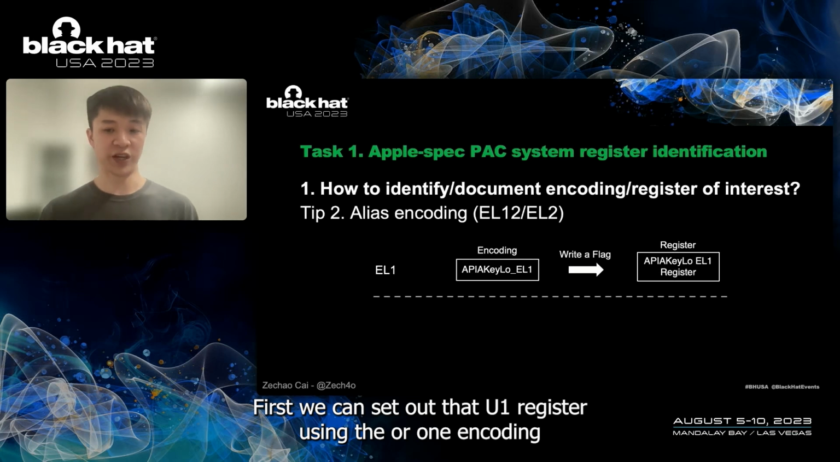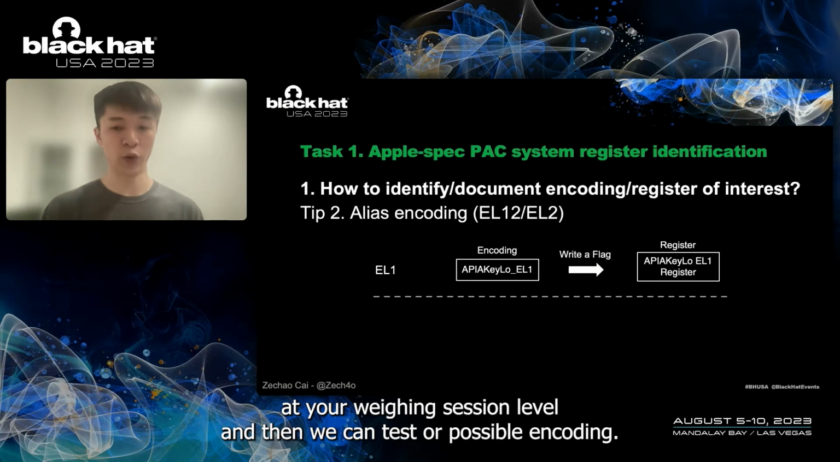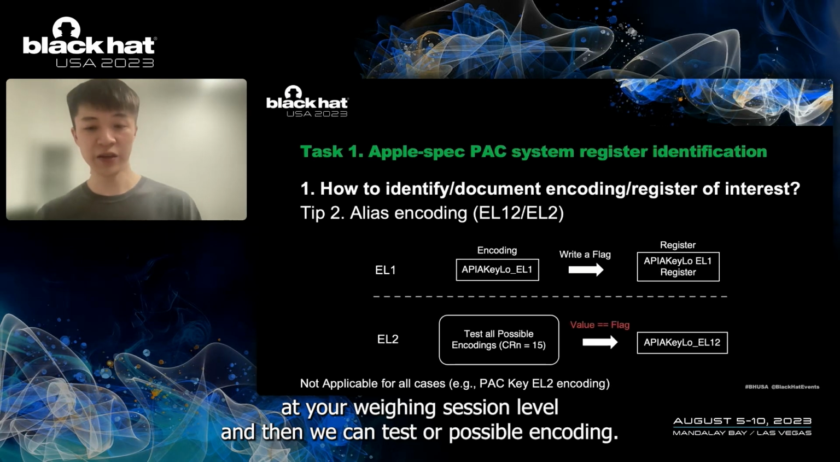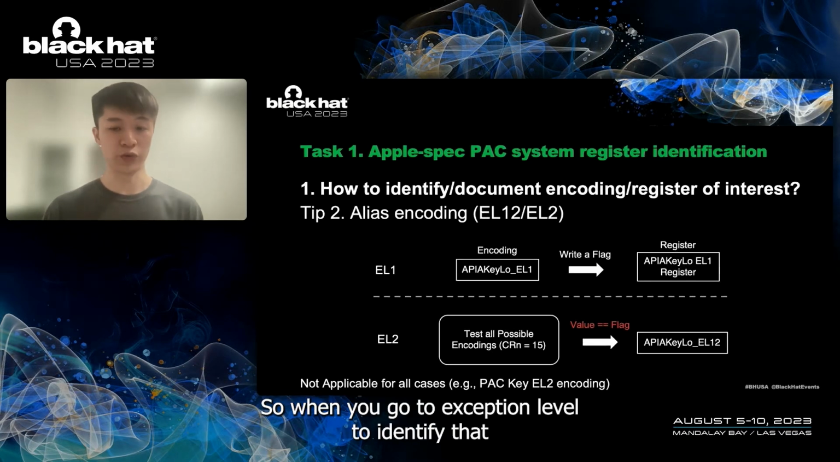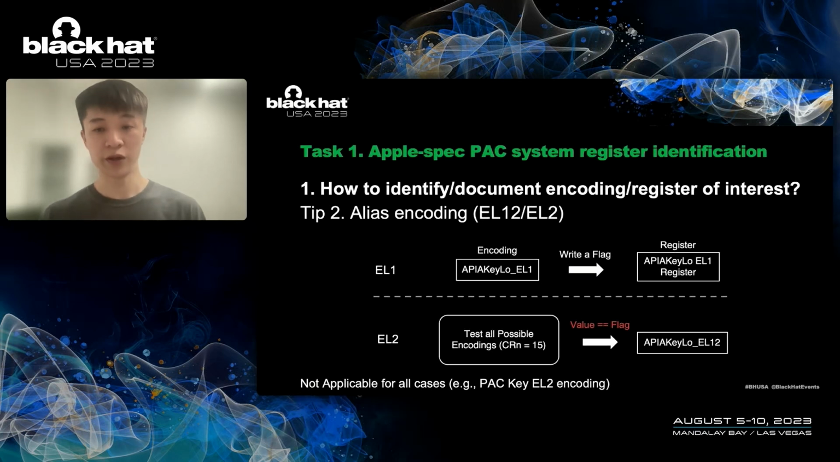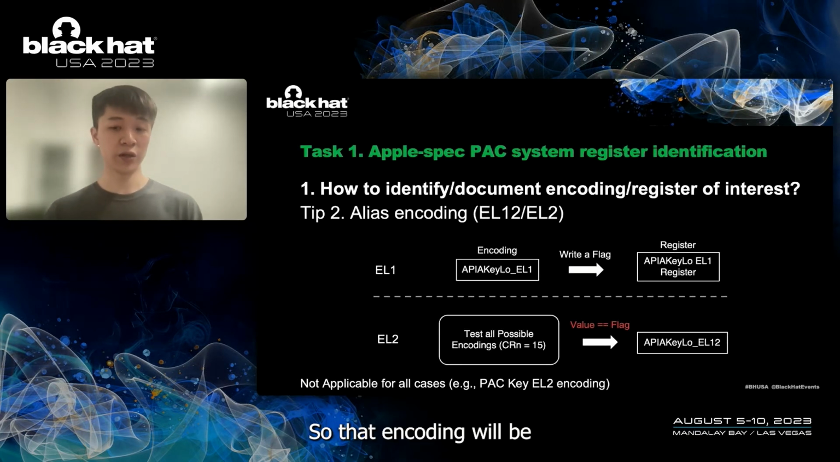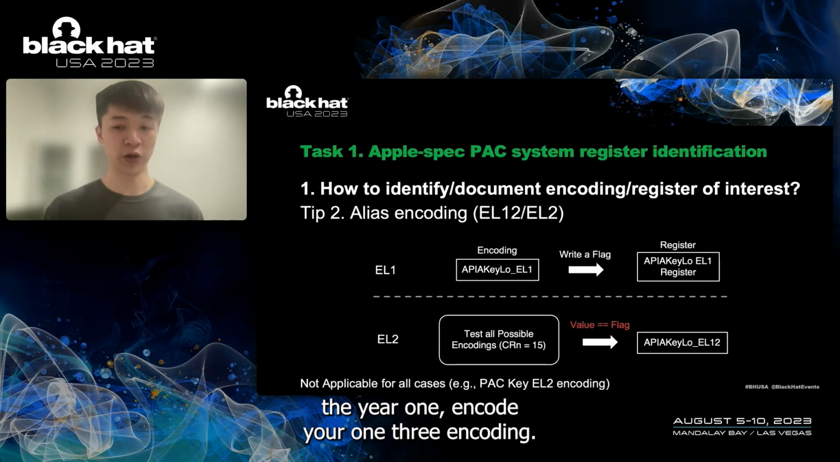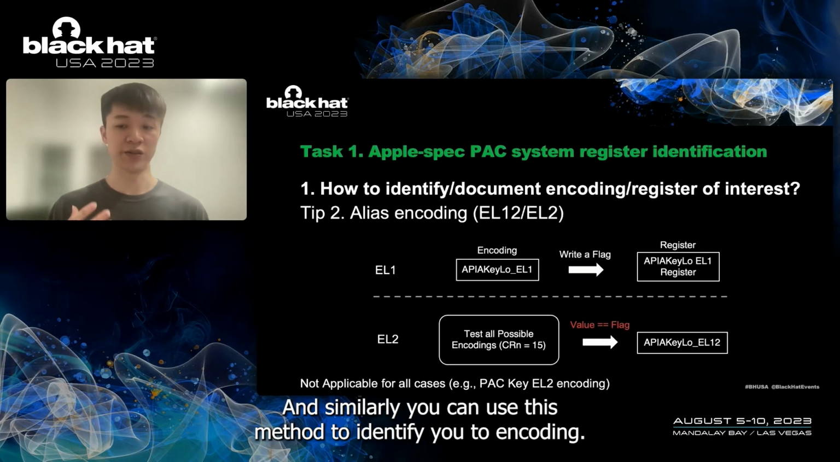First, we can set up the EL1 register using the EL1 encoding at EL1 exception level. And then we can test all possible encodings at EL2 exception level to identify if there's another encoding that can read out the value we set before. So that encoding will be the EL12 encoding. And similarly, you can use this method to identify the EL2 encoding.